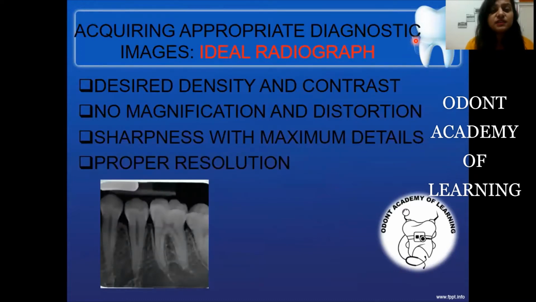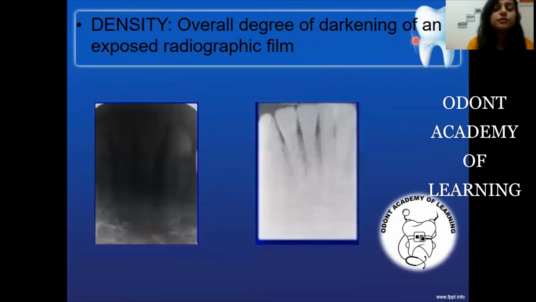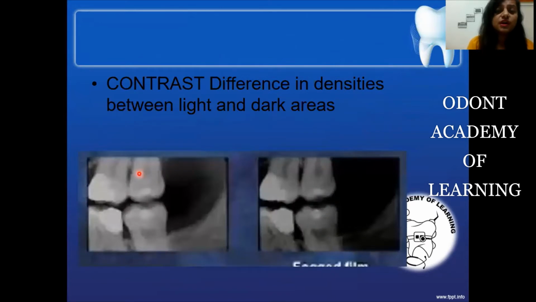Before we start interpreting, we need to have an ideal radiograph to reach a proper conclusion. When we say ideal radiograph, we have certain characteristics in mind. First of all, the density of the radiograph. Density is nothing but how dark or how light an image is, as you can see in the figure here. Second is the contrast. That means you are differentiating or comparing the density of a dark image to a lighter area.